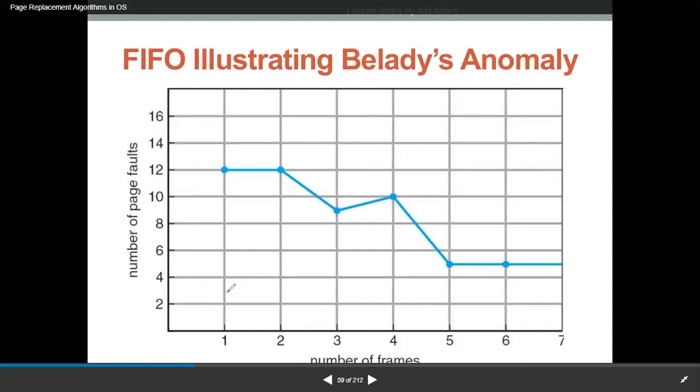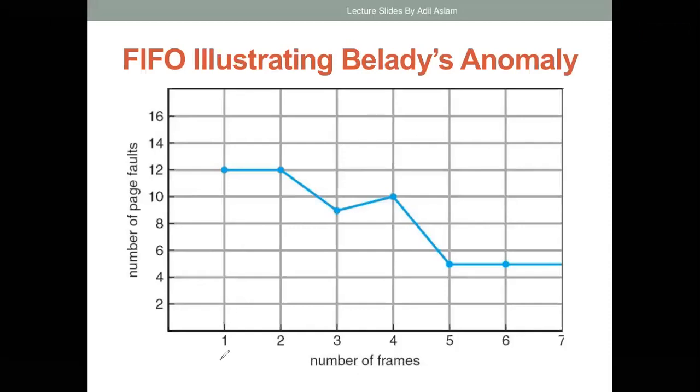So when the number of frames is 1, that means we can only store 1 frame. For this reference string, the page fault will be 12. When you have 2 frames, page fault will still be 12. When you have 3 frames, the page fault will be 9. But when we have 4 frames, the page fault will increase to 10. But for the rest of it, the page fault will decrease.